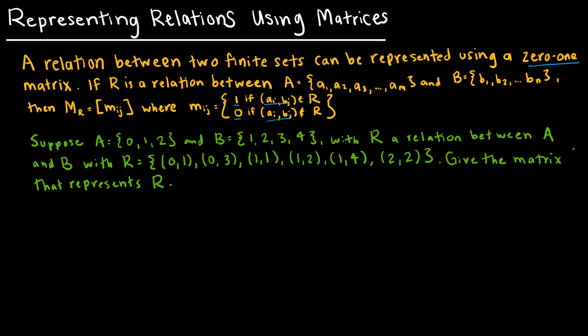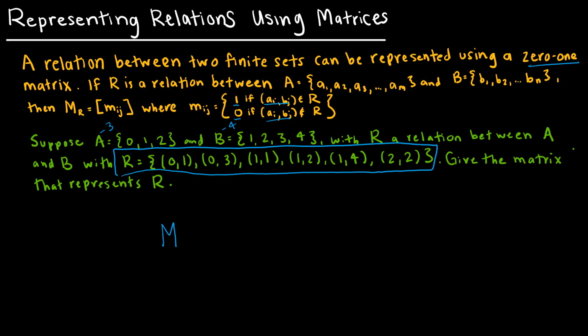So using our example here, we have A is {0, 1, 2}, B is {1, 2, 3, 4}. Obviously A has 3 elements and B has 4 elements, and that will come into play. Then they give us our relation, all of the ordered pairs that are in our relation, and I want to give the matrix that represents R. So I'm going to write the matrix that represents the relation. M sub R is typically how we would write that.